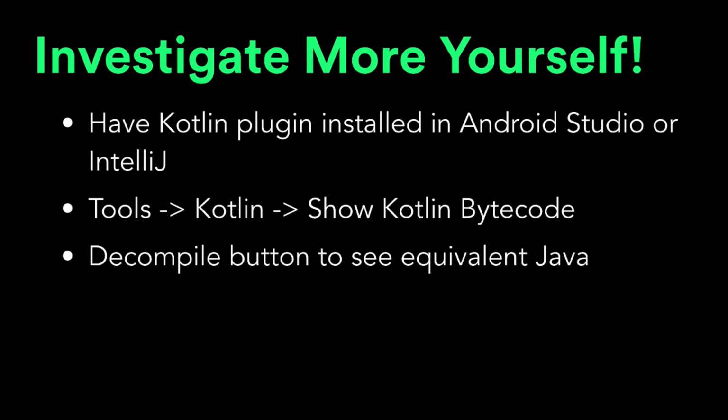You can also learn more yourself. This is a fun process. You can make sure you have the Kotlin plugin installed in either Android Studio or IntelliJ. Go to Tools, Kotlin, Show Kotlin Bytecode. If you don't understand bytecode, it'll be there, but it'll also have a decompile button at the top from which you can look at what would be the equivalent Java class. You can learn what things might be more performant and what things are not. Especially related to creating new function instances or some of the syntactic sugar we get around extensions or companion objects, it could be helpful to see what is the additional method count, what's the additional memory overhead related to it.